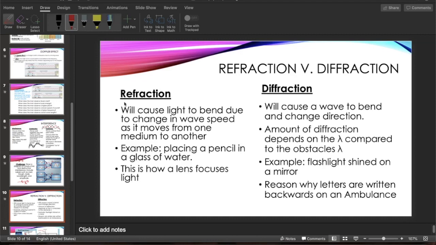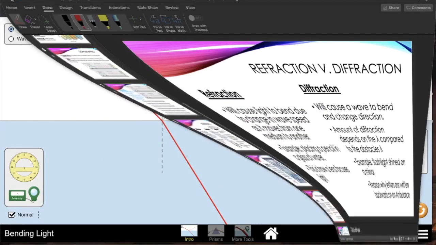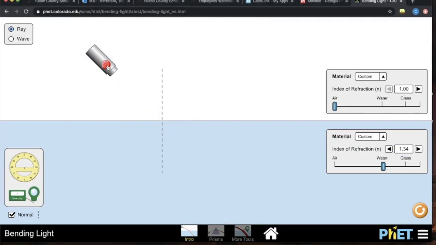I want to show you guys something real fast. This is a PhET lab. Basically what I'm doing here is that I've got my little laser right here. You can move your laser, and then I'm going to send it through a medium. It's going to be air versus water. This part right here is the water, this part is the air.